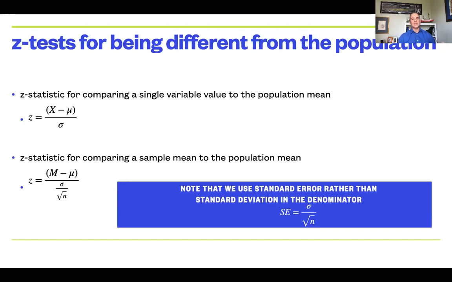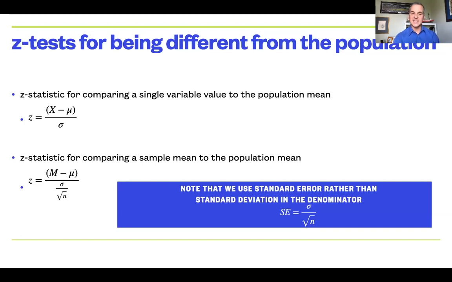I'd say if something is greater than, using the two-tailed test, greater than 1.96 standard deviations away from the mean, I would say, well, there's only a 5% chance that I get that big of a difference. Then I say this particular case is from a different population. So that's the z-test for a single variable value compared to the population mean.